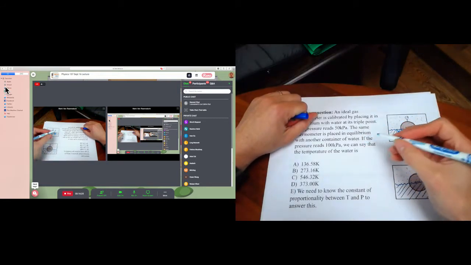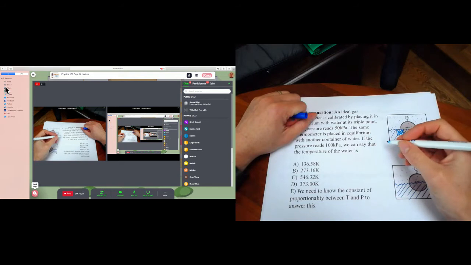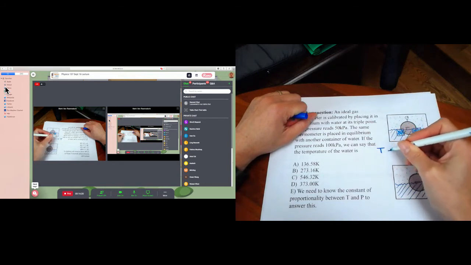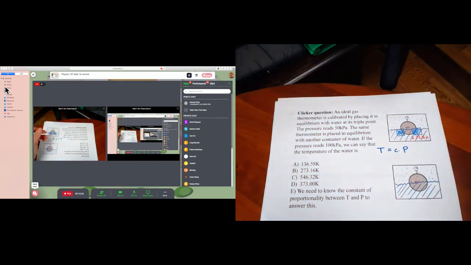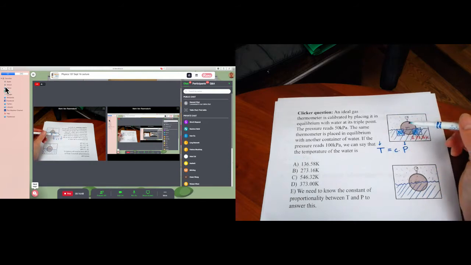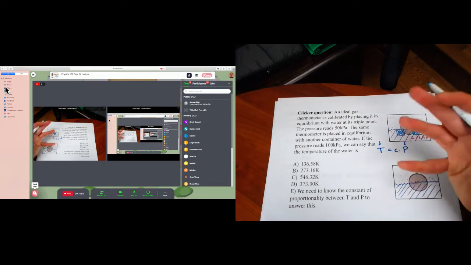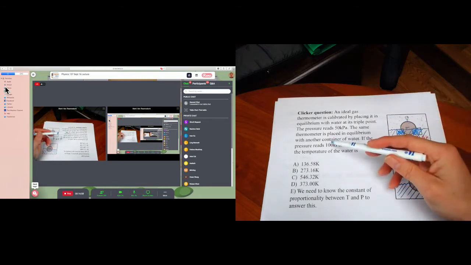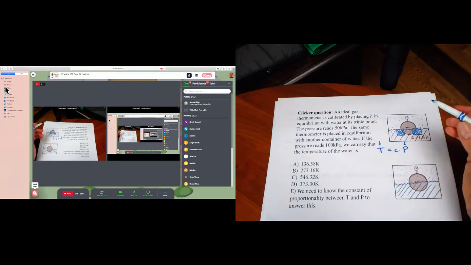So let's talk about this question. We can use our basic idea that in the Kelvin scale, the temperature is proportional to the pressure. There's really two ways to do this question. One is to start with this formula, plug in temperature equals 273.16 and pressure equals 50 kilopascals, figure out what the constant C is, and then use the formula again to figure out the temperature for a pressure of 100 kilopascals.